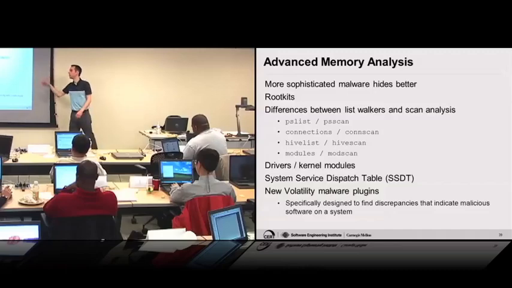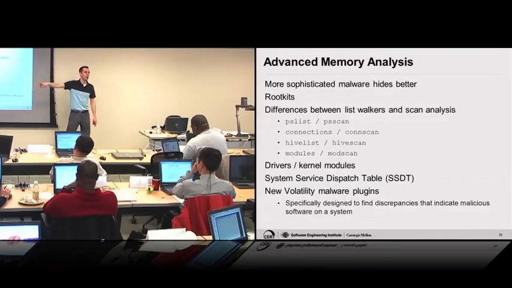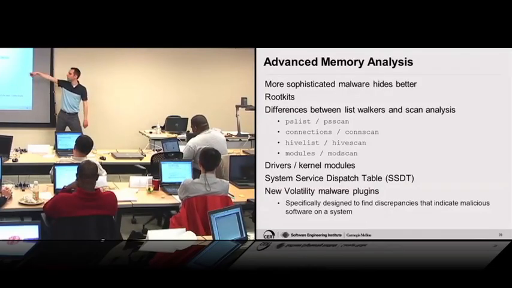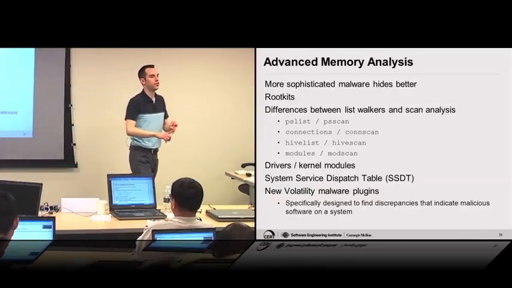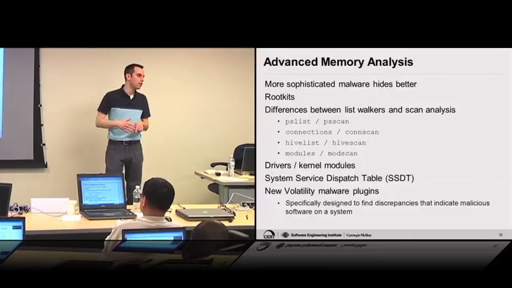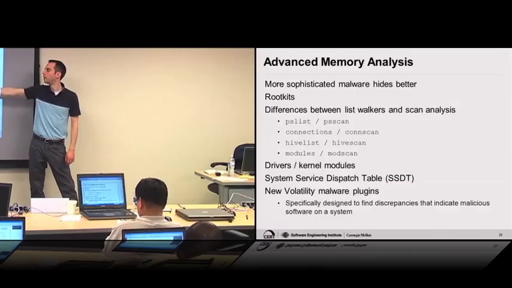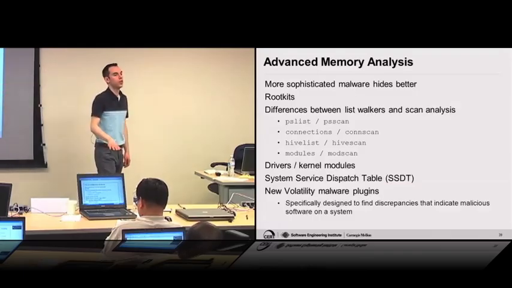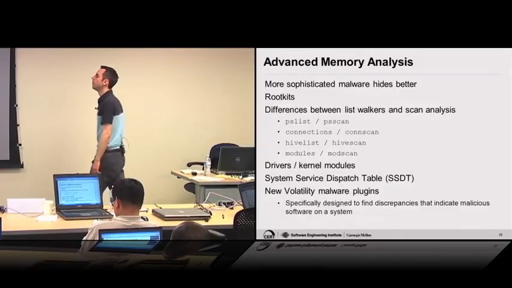So now, getting into a little bit more of the advanced options that are available to you. The thing we're going to focus on is the difference between list walkers and scanners. If you go through the actual modules, you'll see pslist and psscan, connections and connscan, hivelist, hivescan, things like that. There are differences between those two that we're going to talk about, and they're important to understand because they're reporting data from two different vantage points.